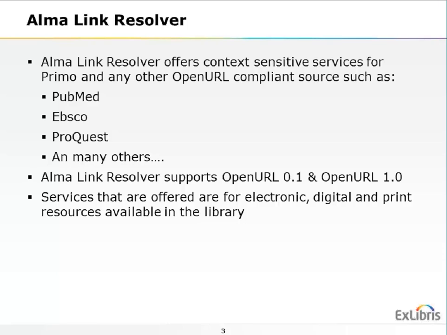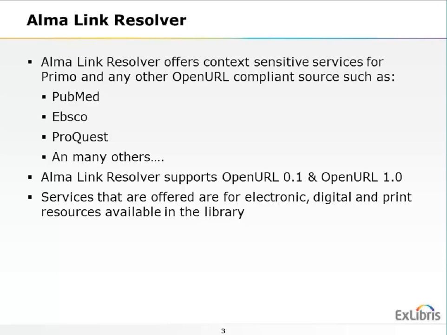No matter where you start your search from, it can be your discovery system, Primo discovery system, or it can be any other OpenURL compliant source, such as PubMed, EBSCO, ProQuest, and so forth. Alma Link Resolver supports OpenURL 0.1 and OpenURL 1.0. These are the standards that the Alma Link Resolver supports, and it offers different types of services.